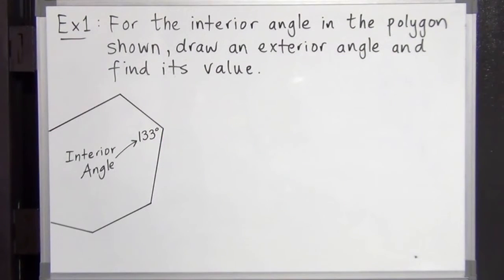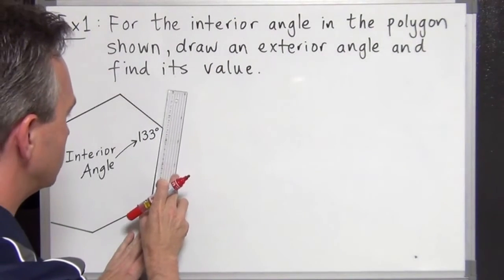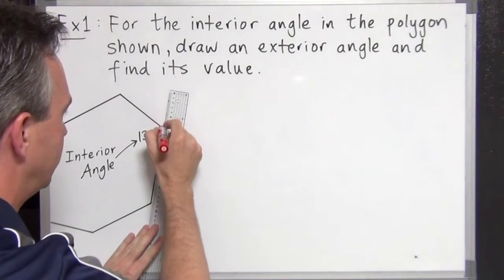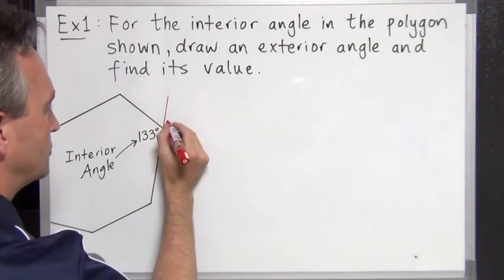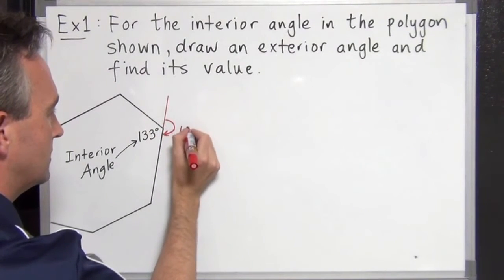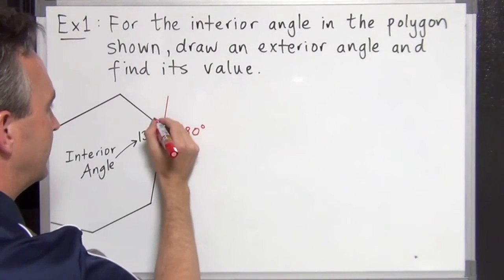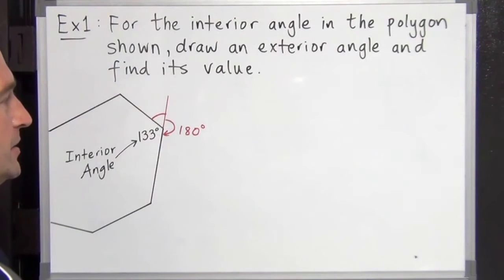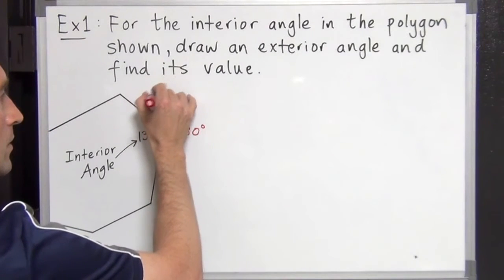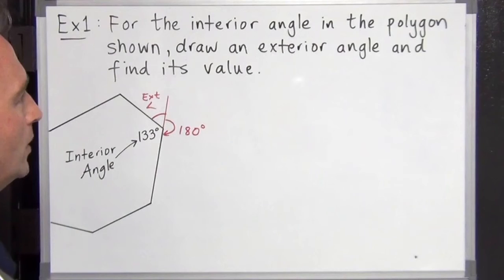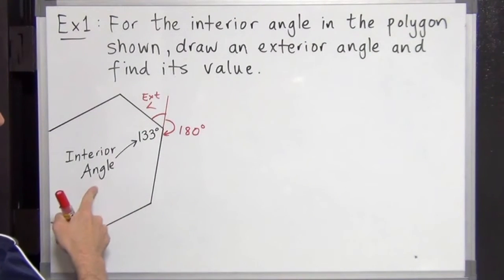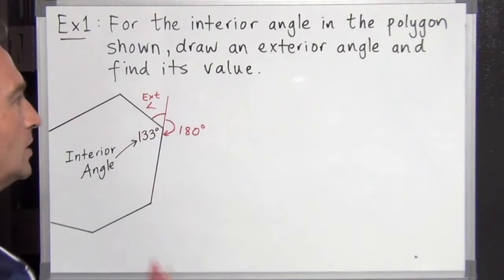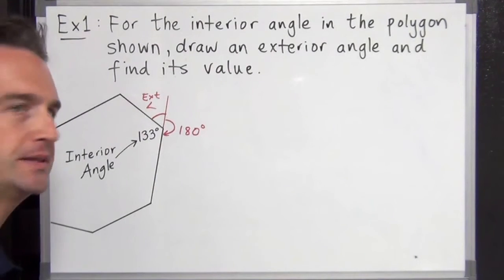Got it? Just keep in mind, we also could have drawn this as our exterior angle. We could have extended it this way, and we have 180 degrees here, of course. And instead, that could have been our exterior angle. That's why I specifically asked to draw an exterior angle, because for every interior angle, there are actually two possible exterior angles, and they'll always be the same value.